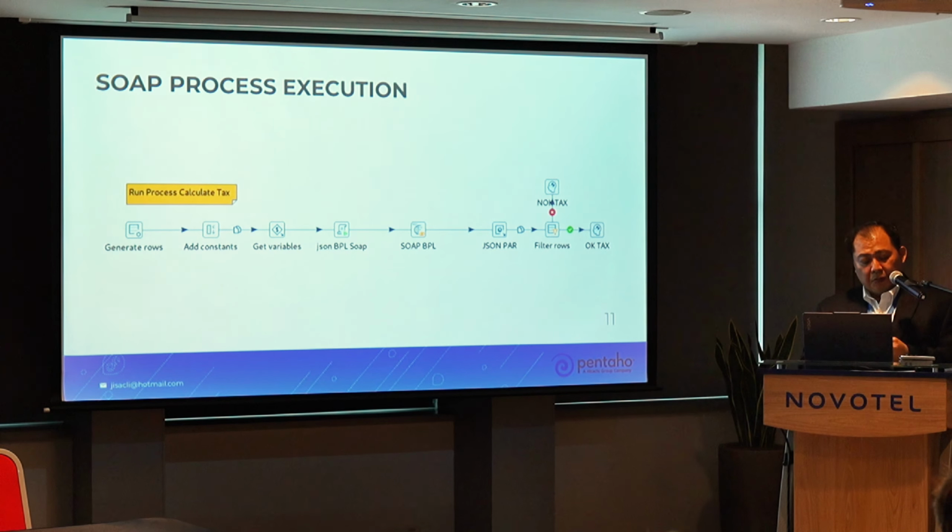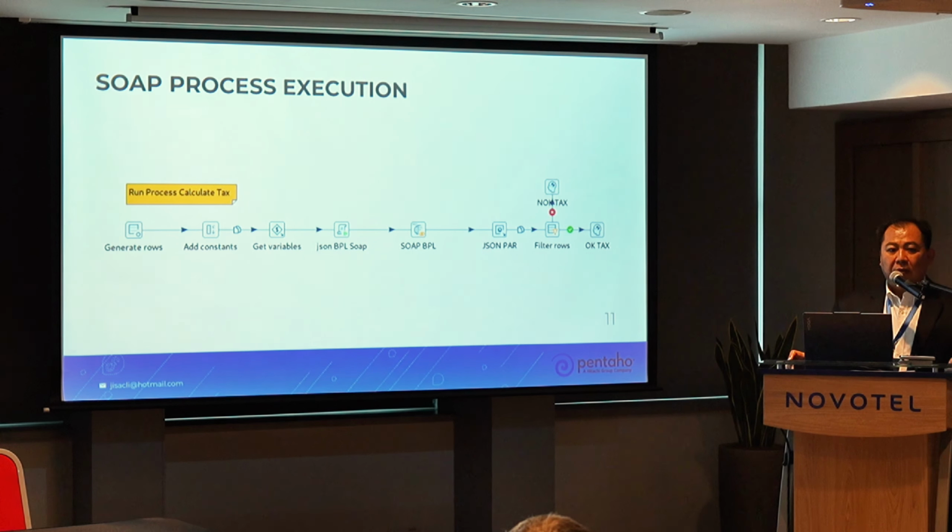Another way to integrate with iDempiere is executing a SOAP procedure. It's a standard SOAP call. Pentaho works as a flow, very similar to others. So if there's no line to start, you have to generate one row to start running. It's like a train, no?